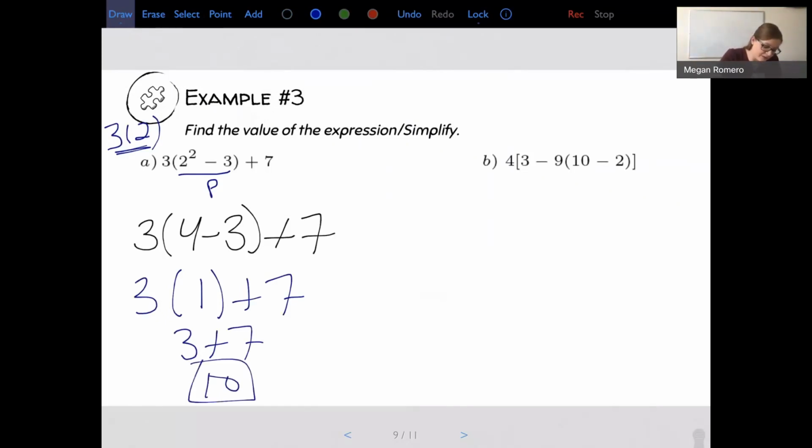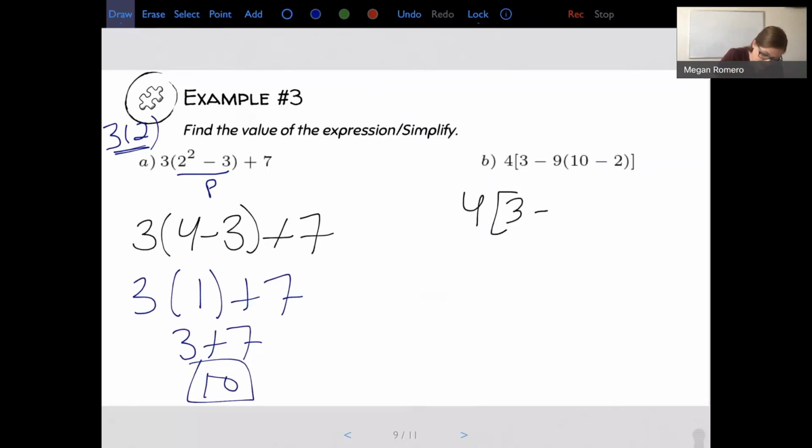Okay, so for part B, we're going to do the same thing. P for parentheses: we've got the 10 minus 2 in parentheses, and we've got our bracket, which is also denoting a group. So you start from the inside and work your way out. So we have 4. I'm going to keep the bracket there. We start with our parentheses. 10 minus 2 is 8. Okay, and we keep going. We continue to work in the group. There's no exponent, so next we go to multiplication.